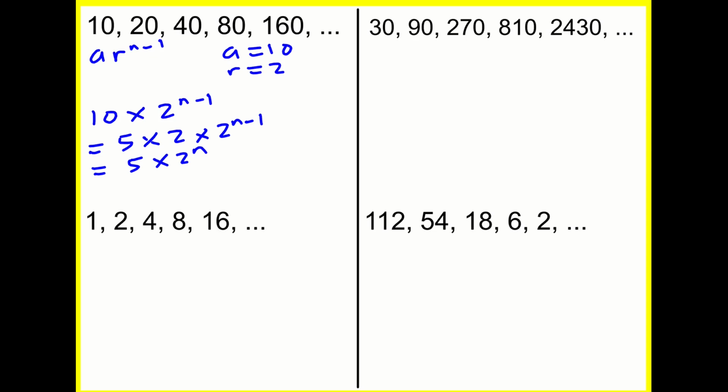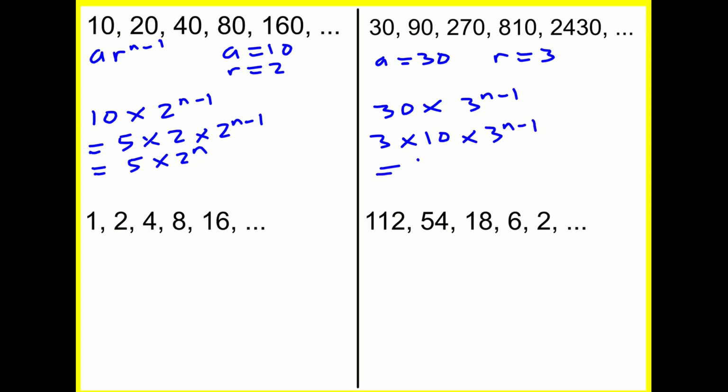Next one, a is 30, and this time r is 3. I'm tripling each time. So it's going to be a times r to the n minus 1. I could, again, simplify it a bit more by writing it as 3 times, so I'm basically finding that 3 goes into this part here and I'm taking it out.